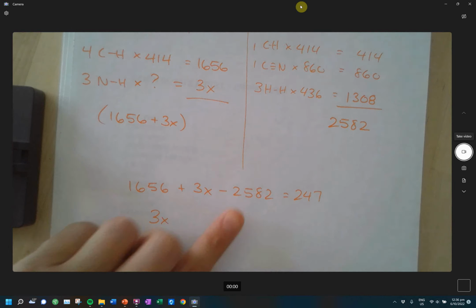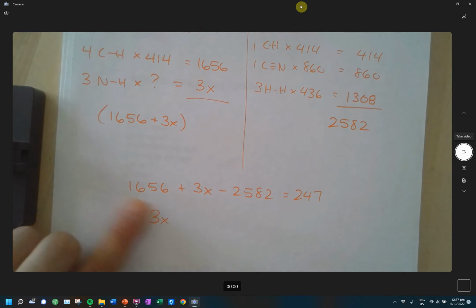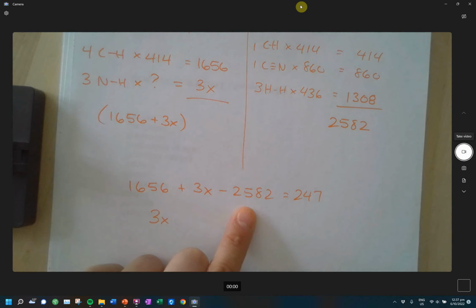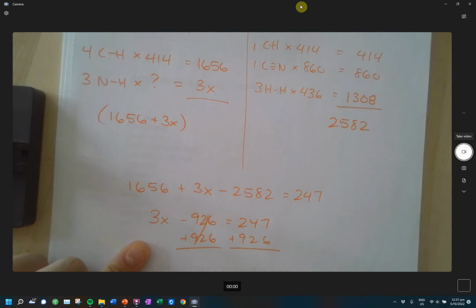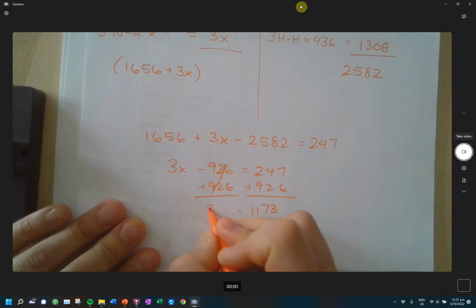So actually, I'll just do 1656 minus 2582, and I get 3x minus 926 equals 247. I'm adding that to both sides, so that way that cancels out. I add those two numbers together and I get 1173, and that is equal to 3x.